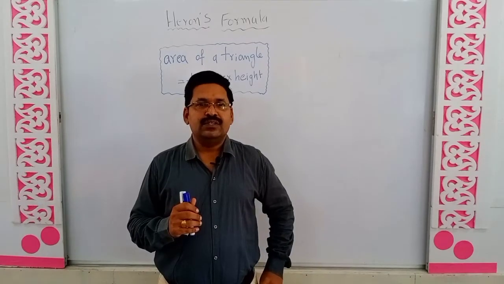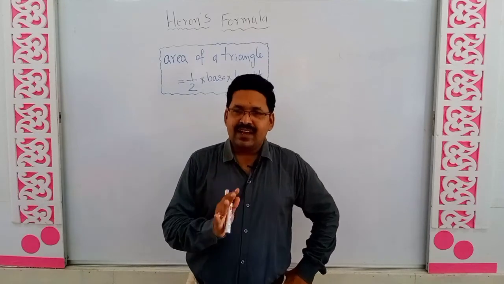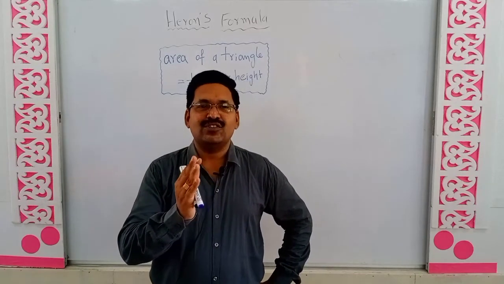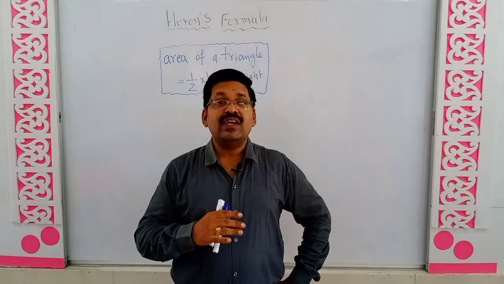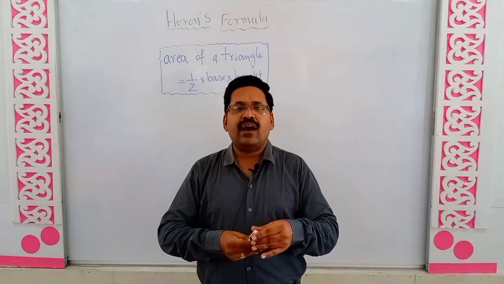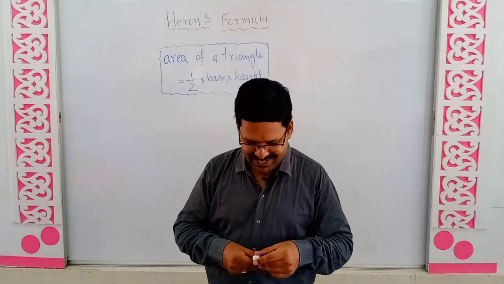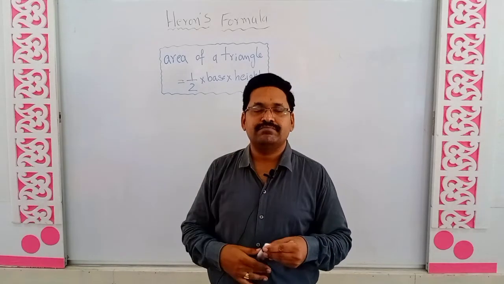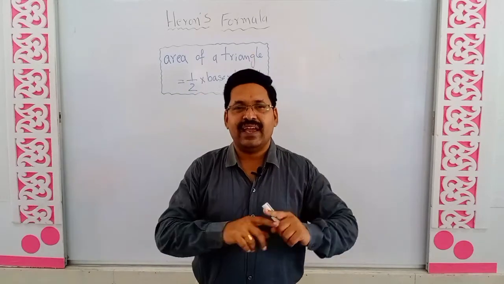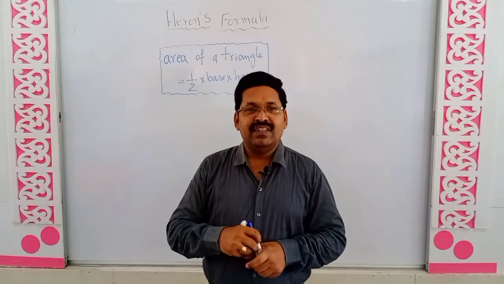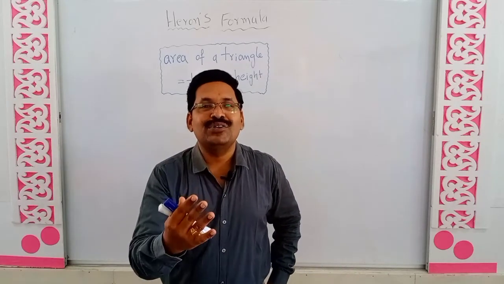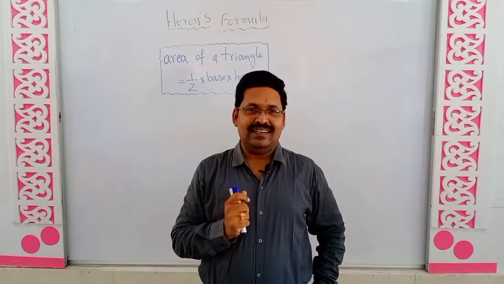So we have seen the area of a right angle triangle, equilateral triangle and isosceles triangle, where we can easily find out the height. Suppose we cannot find out the height of a triangle. There is no height, we cannot find it out. We only have the sides of a triangle. If there are only sides of a triangle, how do we find the area?